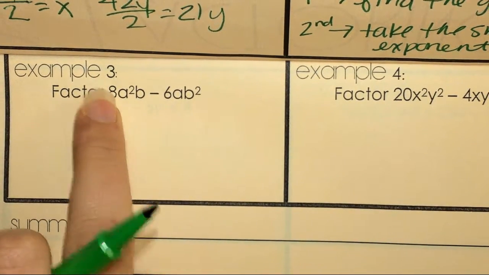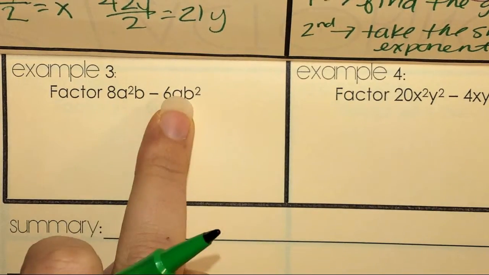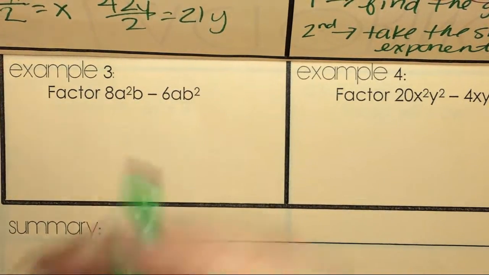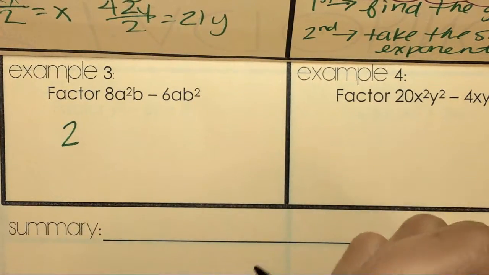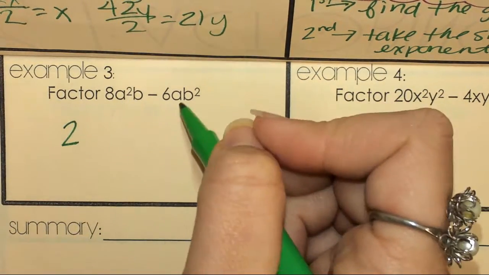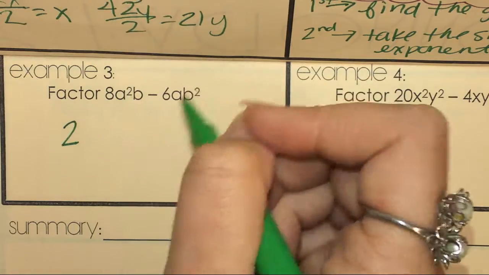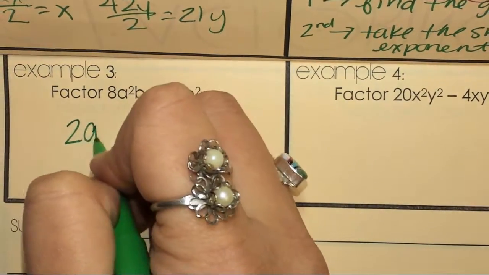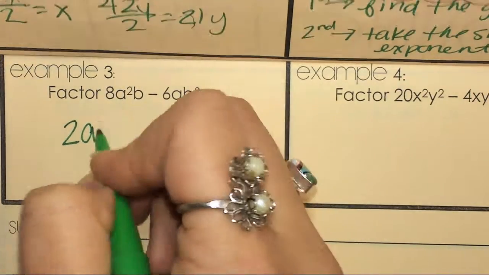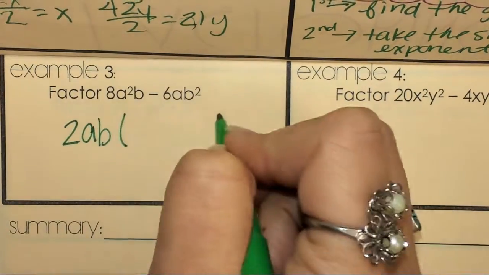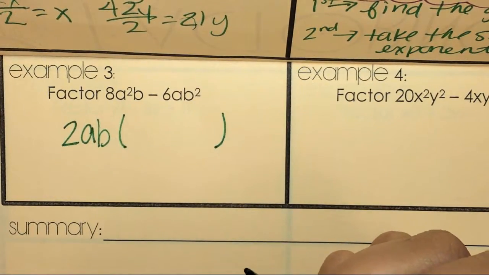Alright, so what you do is you do the same thing. What's the biggest number that goes into both 8 and 6? 2 is the biggest number that goes into both of those. And then you take the smallest exponent of your A's and your B's. So what's smaller, 2 or 1? 1. And so you bring out an A. Let's look at our B's. What's smaller, 2 or 1? So you bring out a B. Does everybody see how we got to AB?